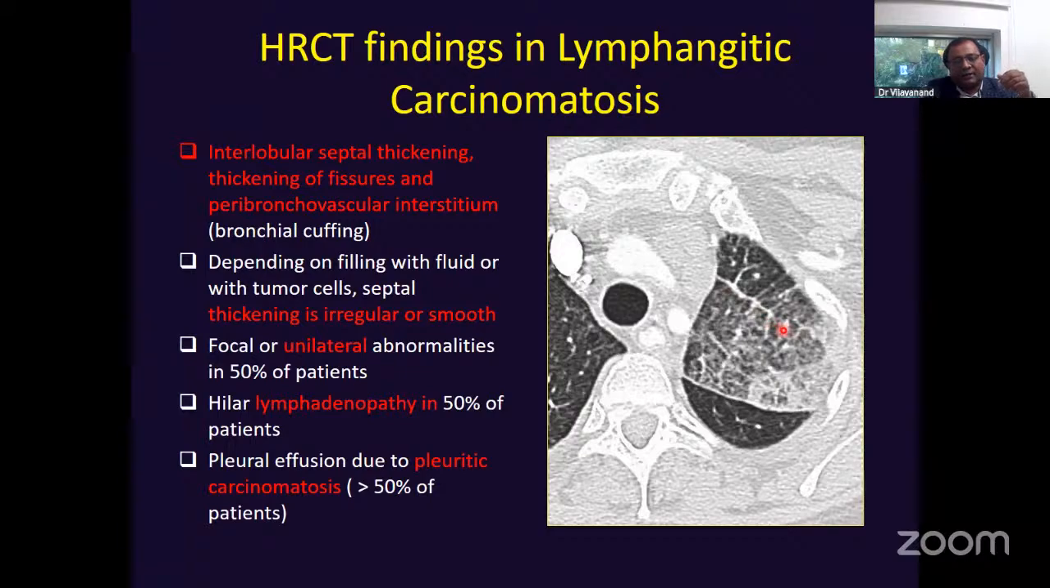Okay, in lymphangitis carcinomatosis, this can happen either because of infiltration by tumor cells or by fluid. Normally, this smooth thickening is because of the fluid, and this nodular thickening is because of the tumor cells invading into the interstitium. Okay, and this abnormality can be focal, on one side. There is usually hilar lymphadenopathy in about 50% of the patients, and the patients can also have pleural effusion in around 50% of the patients.